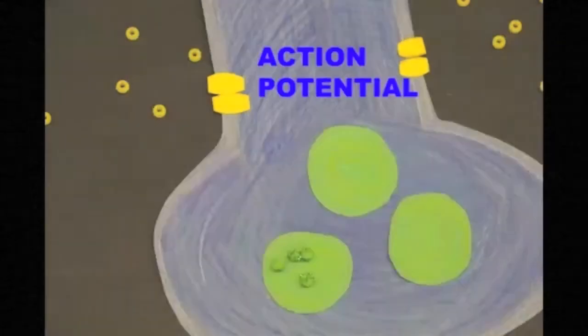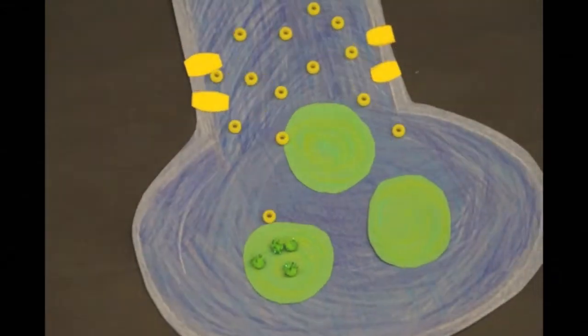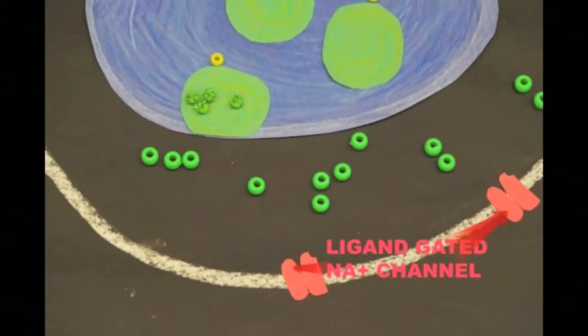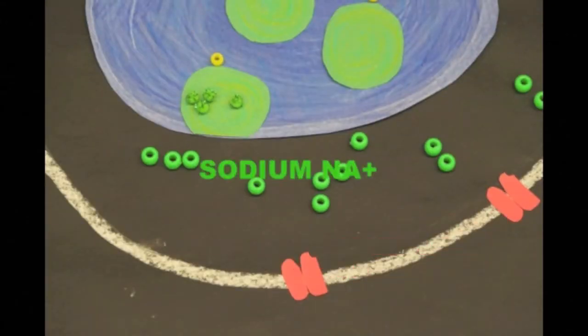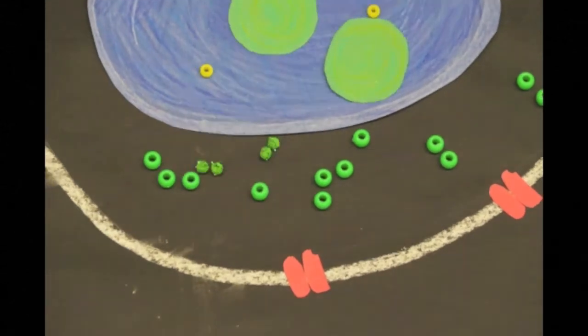To begin, action potential moves into the axon terminal. Voltage-regulated calcium channels are opened. Calcium flows through the channels into the axon terminal. It binds to the vesicles, which contain acetylcholine. The vesicles travel to the axon terminal membrane and perform exocytosis, releasing the acetylcholine into the synapse.